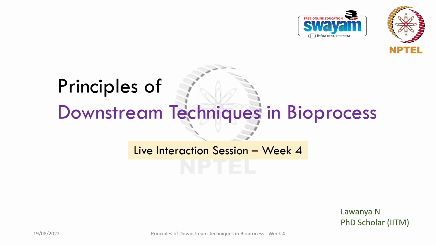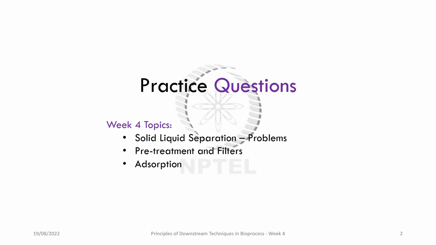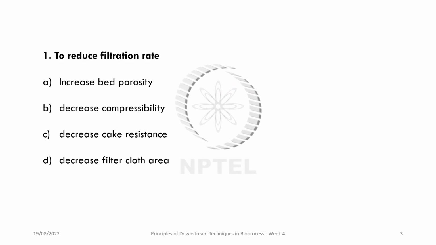So, we'll be looking into the practice assignment for this week, covering the topic solid liquid separation problems, pre-treatment and filters, and absorption. Let's start with the first question. To reduce filtration rate, what should you do? A. Increase the bed porosity, B. decrease compressibility, C. decrease cake resistance, or D. Decrease filter cloth area. Think about it. I'll give you a minute to give the answer.